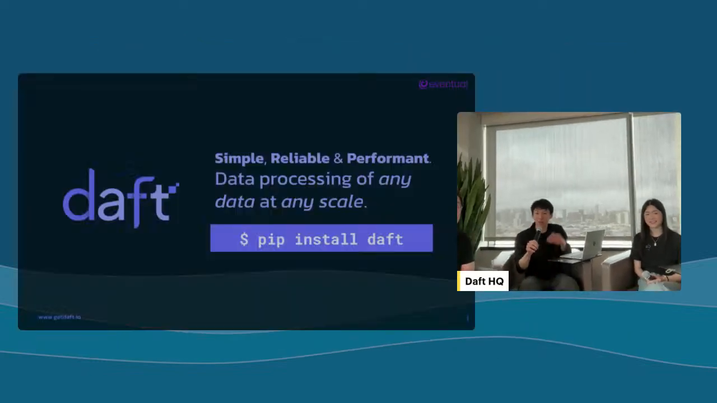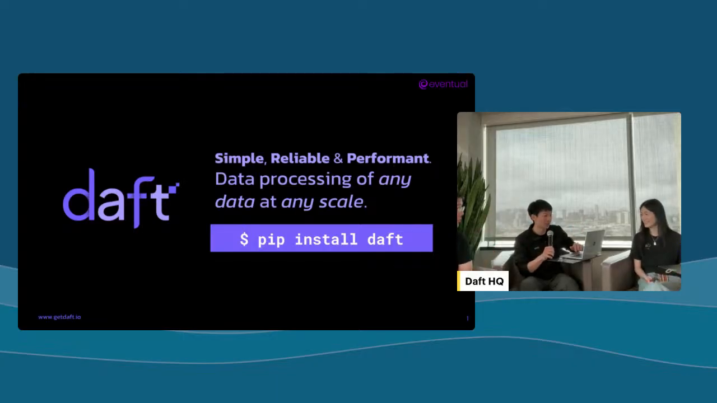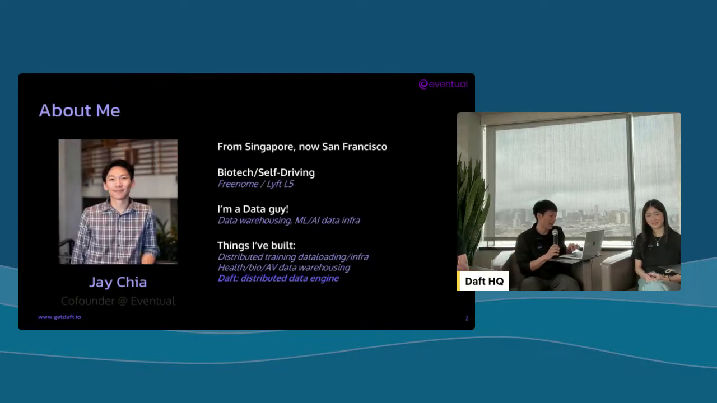Cool. I guess maybe let's jump right into the content we have prepared for today. So maybe a quick introduction about what we're doing with Daft. Daft provides simple, reliable, and performant data processing of any data at any scale. This is how you install Daft. It's a pip installable Python library. You just do pip install daft and you're kind of ready to go. Everything is packaged into this one really nice Python package for you. Under the hood, it's all written in Rust, but to you, it looks like it's all just in Python.